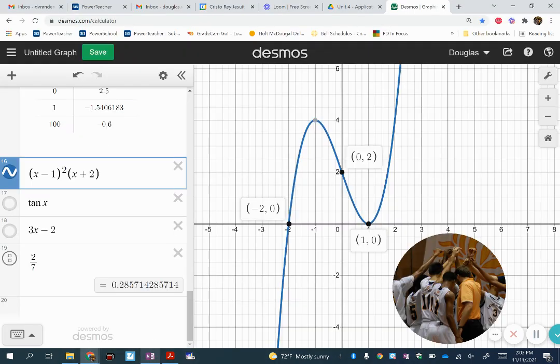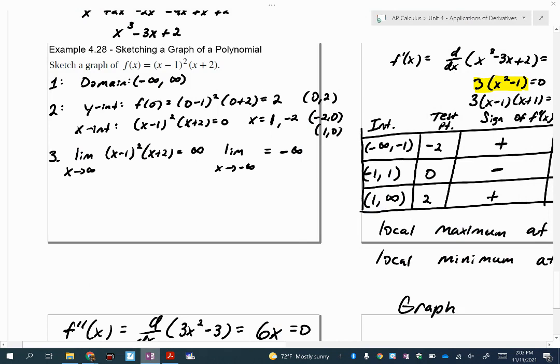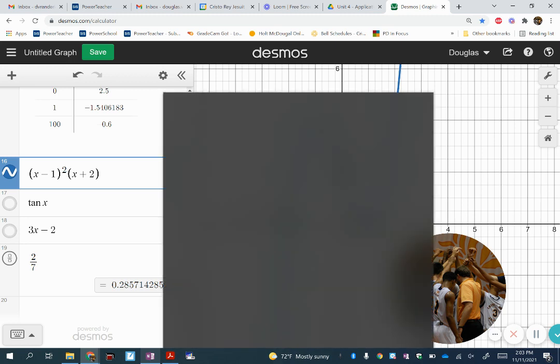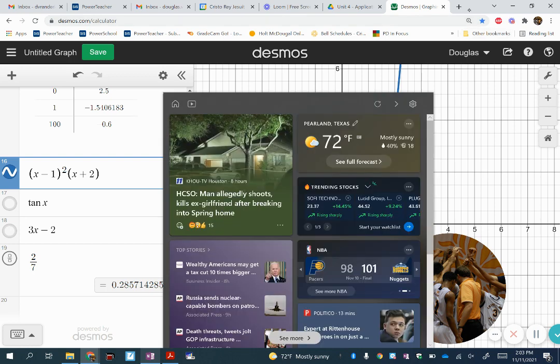Okay. The next thing we found was we looked at our end behavior. So as x approaches positive infinity, as we move to the right, our y values are approaching positive infinity. As our x values are moving to the left, our y values are approaching negative infinity. That makes sense. We've done that many times before.